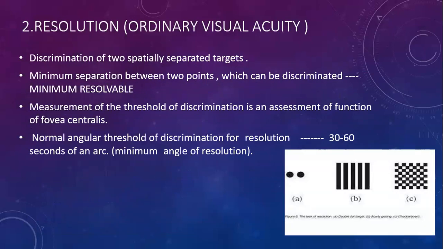That is resolution. Ordinary visual discrimination of spatially separated targets like A or B, or two lines or two dots. You can segregate or you can identify. The minimum separation between 2 points which can be discriminated is the minimum resolvable. So the terminology says when you can discriminate, that is the minimum resolvable.